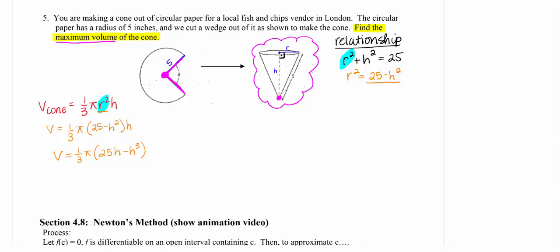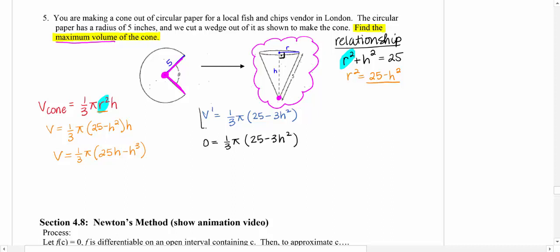All right, so I have a good volume equation, so let's find volume's derivative. So V prime, or V prime of h in this case. 1/3 pi is a coefficient, so that's going to stay. And then the derivative of 25h is 25, and the derivative of h cubed is 3h squared. So again, I don't know that you'll find any of these single derivatives to be the difficult point of the problem. So I'll set this equal to 0. I'm not going to change anything yet. I'm just setting it equal to 0.